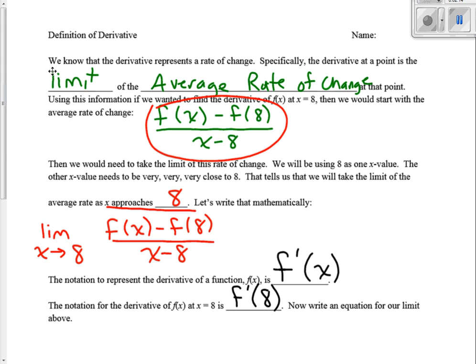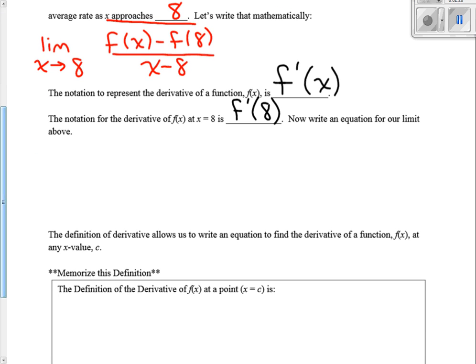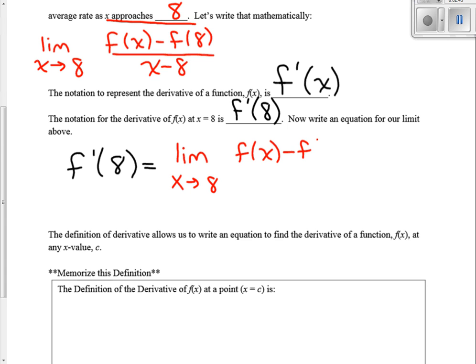So now we're going to write an equation for the limit that we have written in red above. And all I'm going to say now is, well, the derivative at 8 will be equal to this rate of change, will equal this limit as x approaches 8 of our rate of change. Sorry about that. So that's how we'd write the equation for f prime of 8, or the derivative at 8.